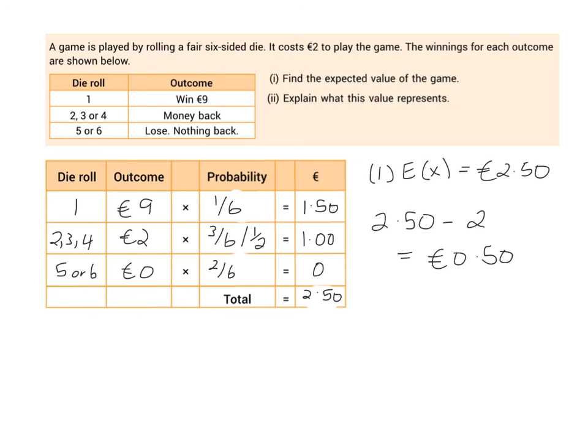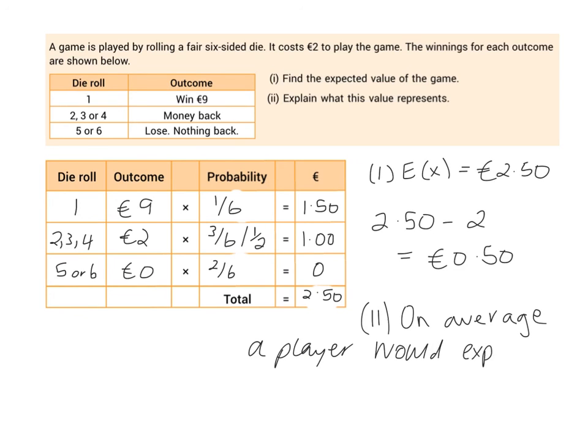Well, basically for part 2, it represents, on average, that a player would expect to win 50 cents per game. And basically, this is a good bet.